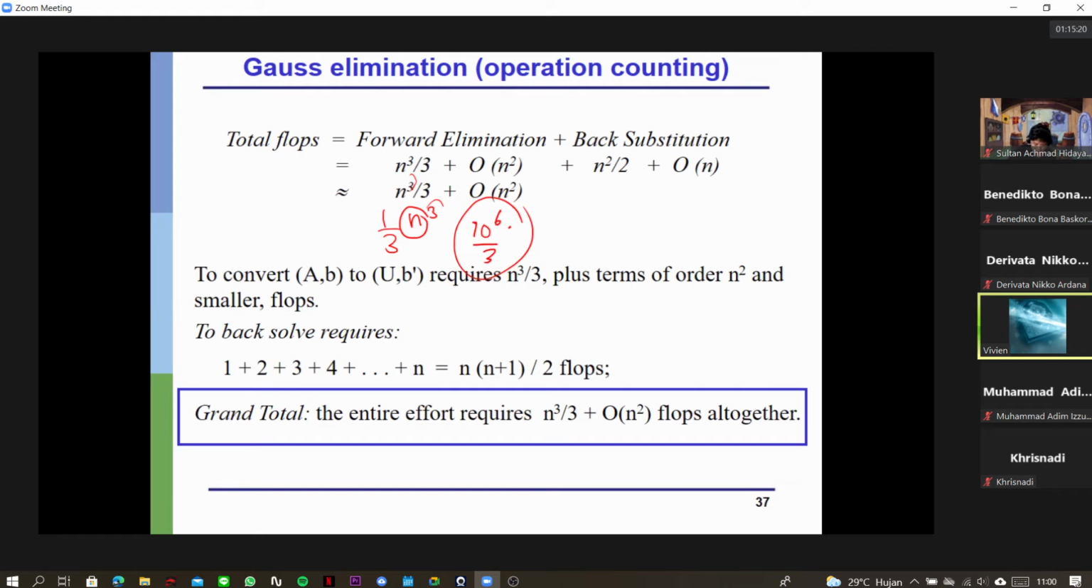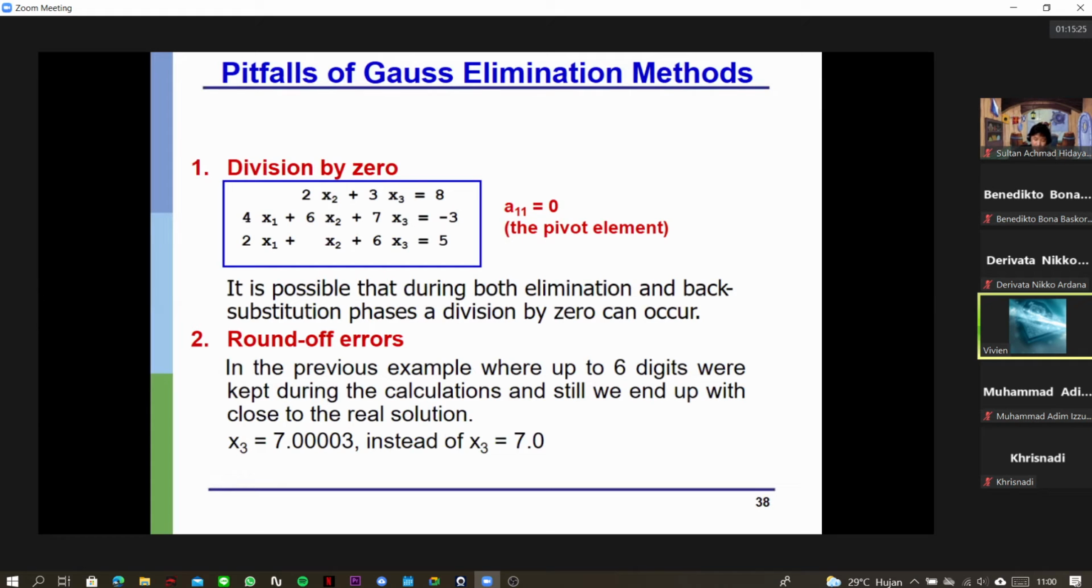Okay, so this is about Gaussian elimination. Regarding this method, there are some pitfalls. First is division by 0. Say, for example, we have the first equation such as this one, in which the coefficient of x1 is 0. Now this becomes a problem because when we want to make 0 here, the pivot element is 0.